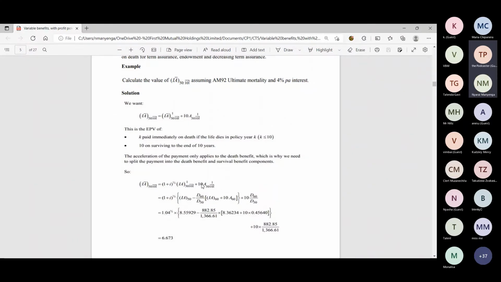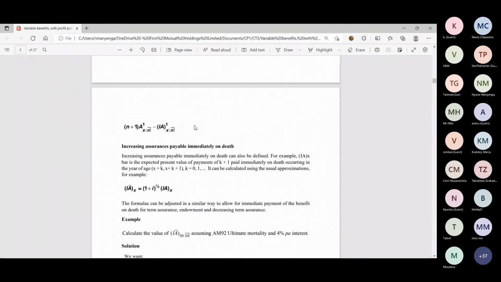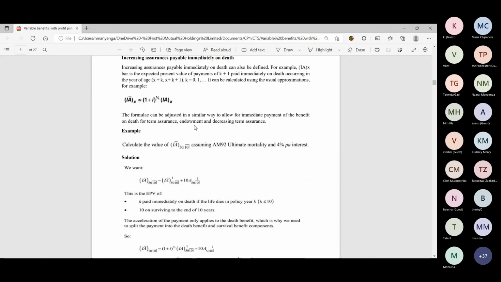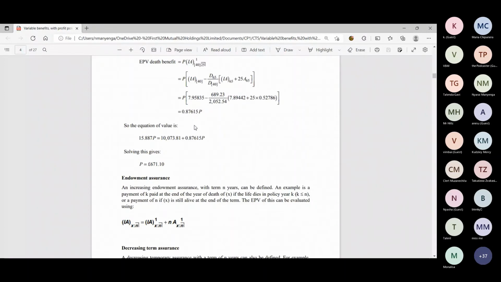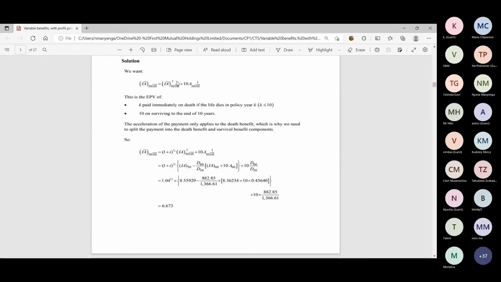This is just a discounting factor. You use the D's because it's 4% interest, and you can easily look them up in the tables. You can easily evaluate this function using the equation that I've shown you. So you need to apply this equation here. This then solves to this, and you're now just looking up the values in the tables, and then you get your answer, which would be 6.673.